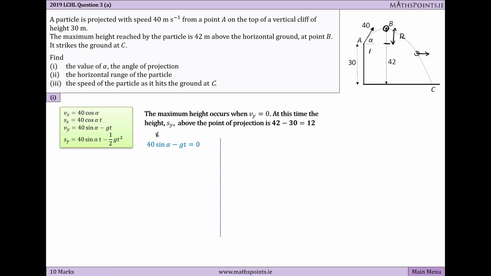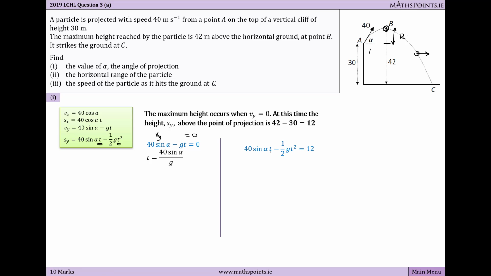Remember, this is v of y, and we're letting this equal 0. We're going to get t on its own, so we say 40 sine alpha is equal to g t, and then we divide by g to give us that the time is equal to 40 sine alpha over g. We're going to sub this time in for t into the vertical height formula and let that formula equal 12 and solve for the angle alpha.